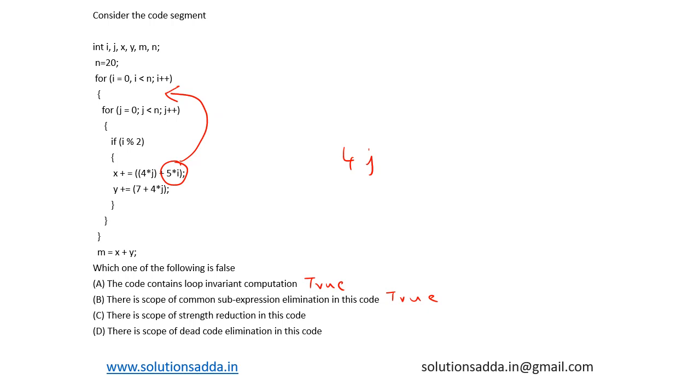There is scope for strength reduction. Yes, 4j can be written as 4 left shift j. So there is scope for strength reduction also. This is also true. There is scope for dead code elimination in the code. Actually, there is no scope for dead code elimination in this code. So this is false. And based on the question, the correct answer is option D. There is scope for dead code elimination, which is actually false.